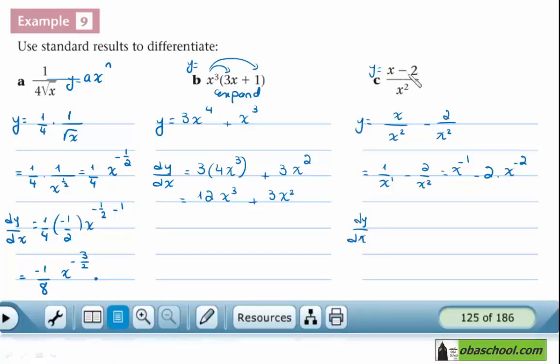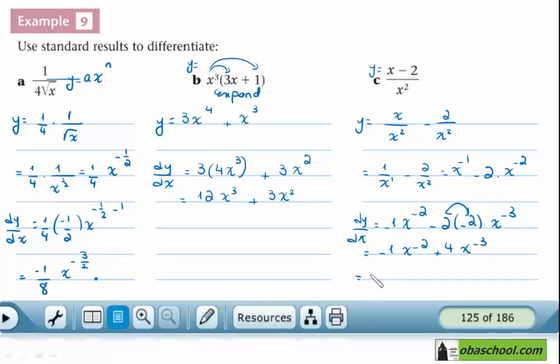Now we can differentiate easily. dy by dx for the first term is minus 1, or n, multiplied by x to the power minus 1, and we reduce 1, so it becomes minus 2. Same thing for the second term, minus 2 multiplied by n, that is minus 2, multiplied by x to the power minus 2 minus 1, that is minus 3. This is equal to minus 1 multiplied by x to the power minus 2, minus 2 multiplied by minus 2 is plus 4, multiplied by x to the power minus 3.